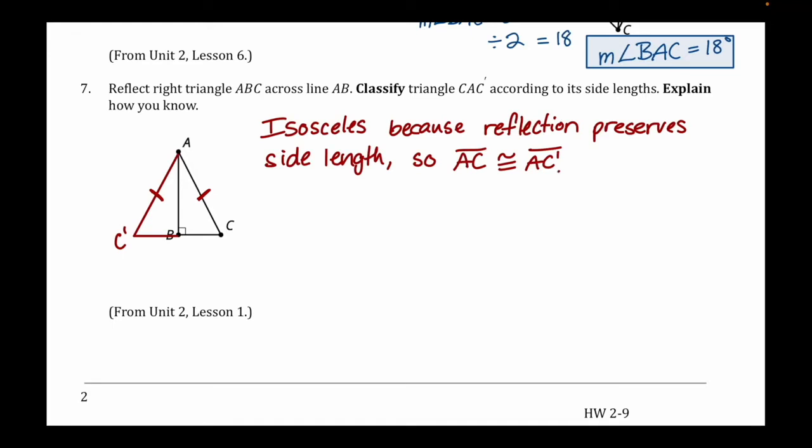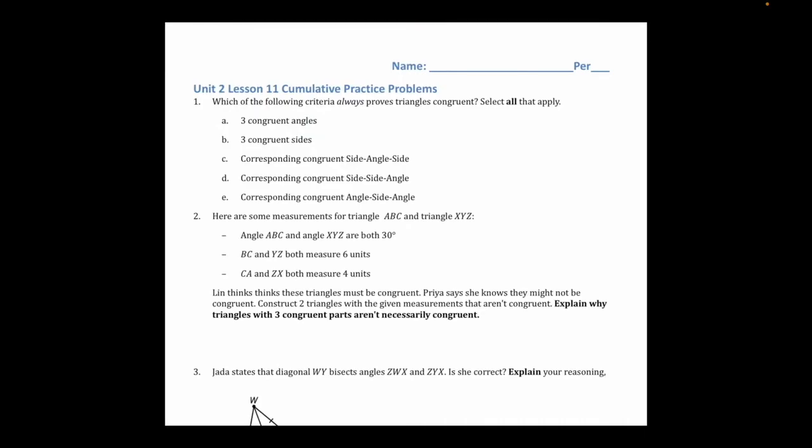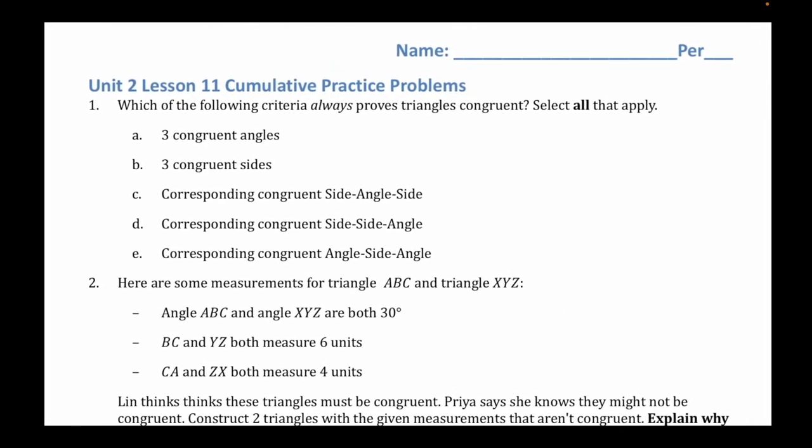Now that is it for the lesson 9 questions, but there's also another page. We're just going to do questions 1, 2, and 3 from lesson 11. So let's look at question 1 here. We have, which of the following criteria will always prove triangles congruent? And we want to select all that apply. Okay, so 3 congruent angles will not always work. So we're not going to select that one, but 3 congruent sides will. This is side, side, side.